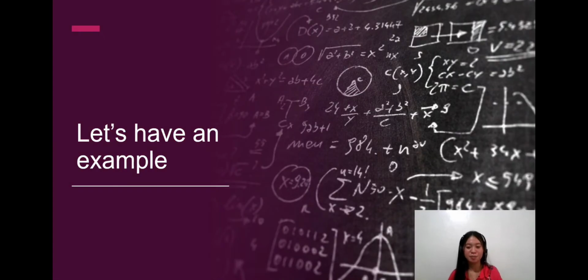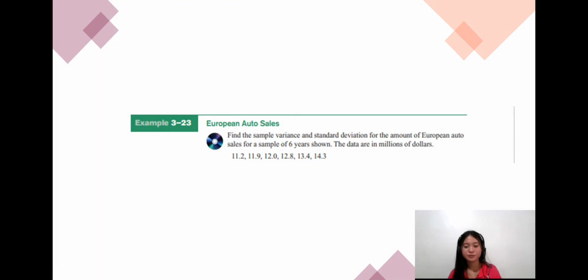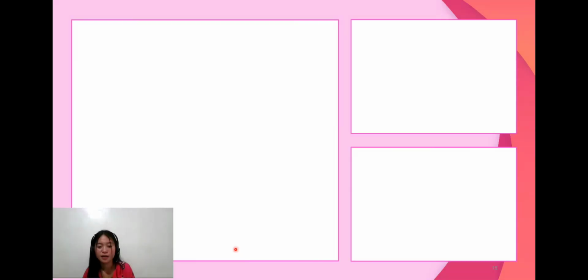So, let's have an example. Find the sample variance and standard deviation for the amount of European auto sales for a sample of 6 years shown. The data are in millions of dollars. So, ang atong values mao ni siya, 11.2, 11.9, 12.0, 12.8, 13.4, and 14.3. So, here is our solution.